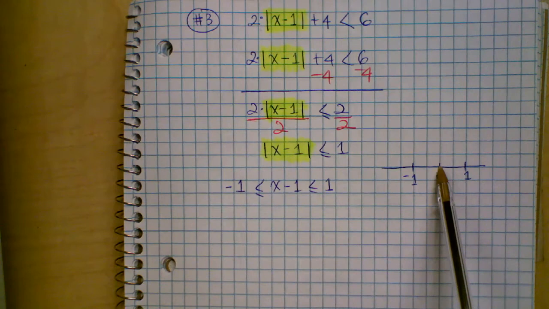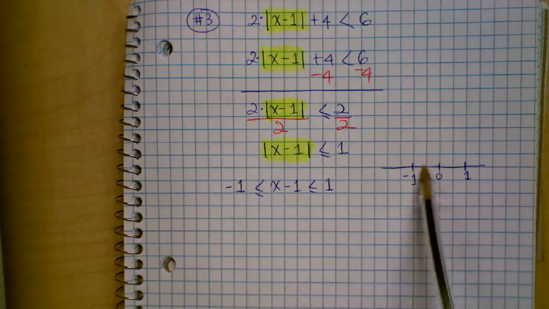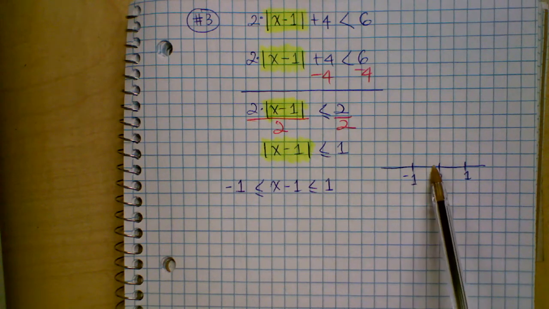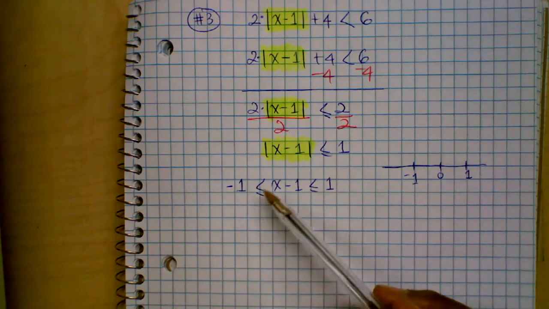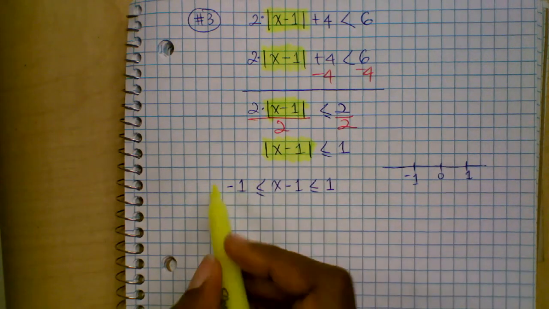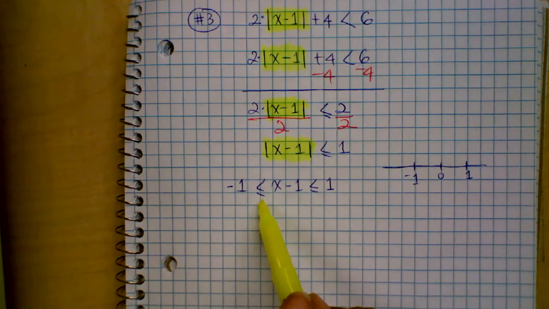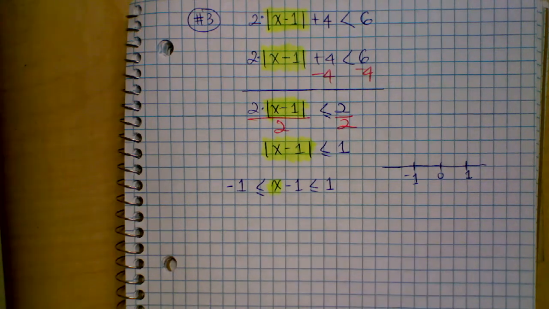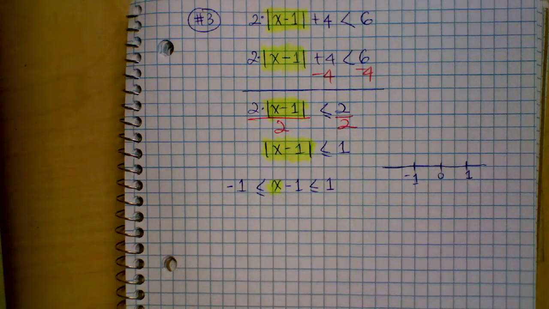So on the number line, let's say this is 1 and negative 1. All the numbers between here are less than 1, and all the numbers between negative 1 and 0 are greater than negative 1. So that's the notation. Now we rewrite the inequality without the absolute value. Next is to get x alone. How do we get x alone? You want to add 1 on both sides to undo the negative 1. So please add 1 on both sides.